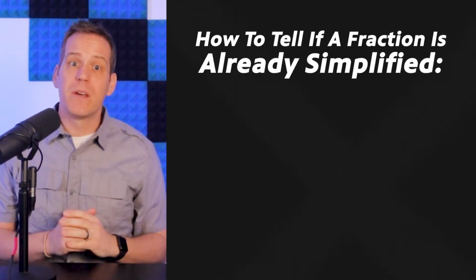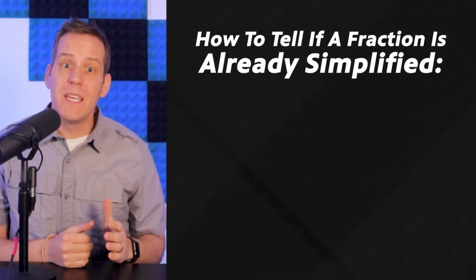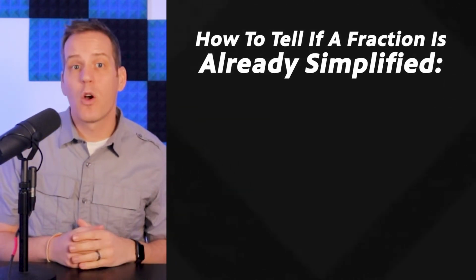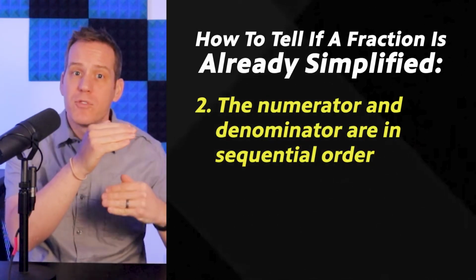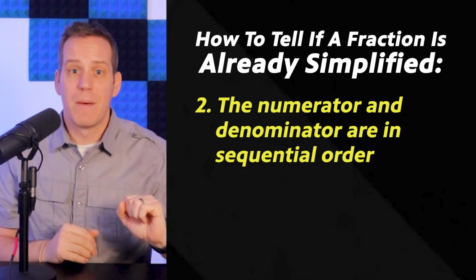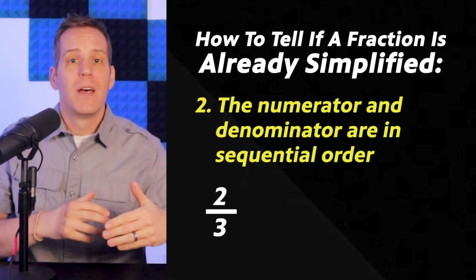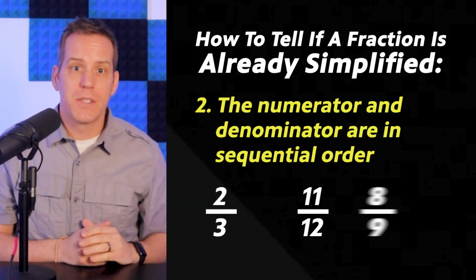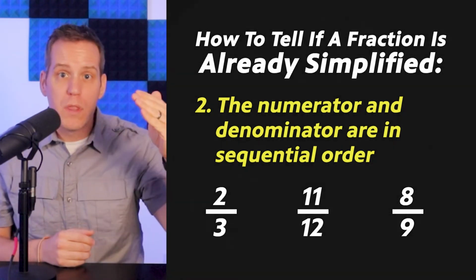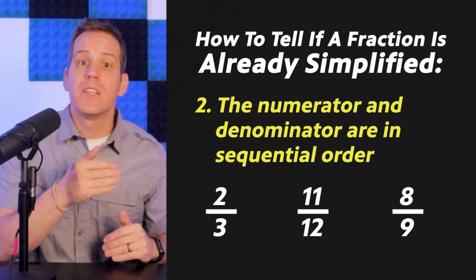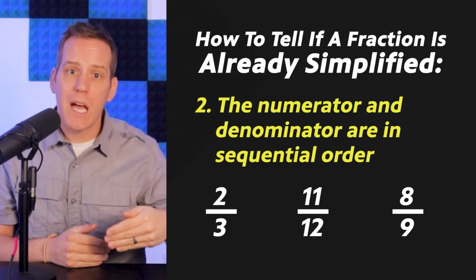Now, the second way you can tell if you're in simplest form is by seeing if the numbers of the fraction are in sequential order. That means they're numbers that go one right after the other. Look at these examples. 2/3, 11/12, and 8/9. They're all in sequential order, as in 2, then 3, 11, then 12, 8, then 9.